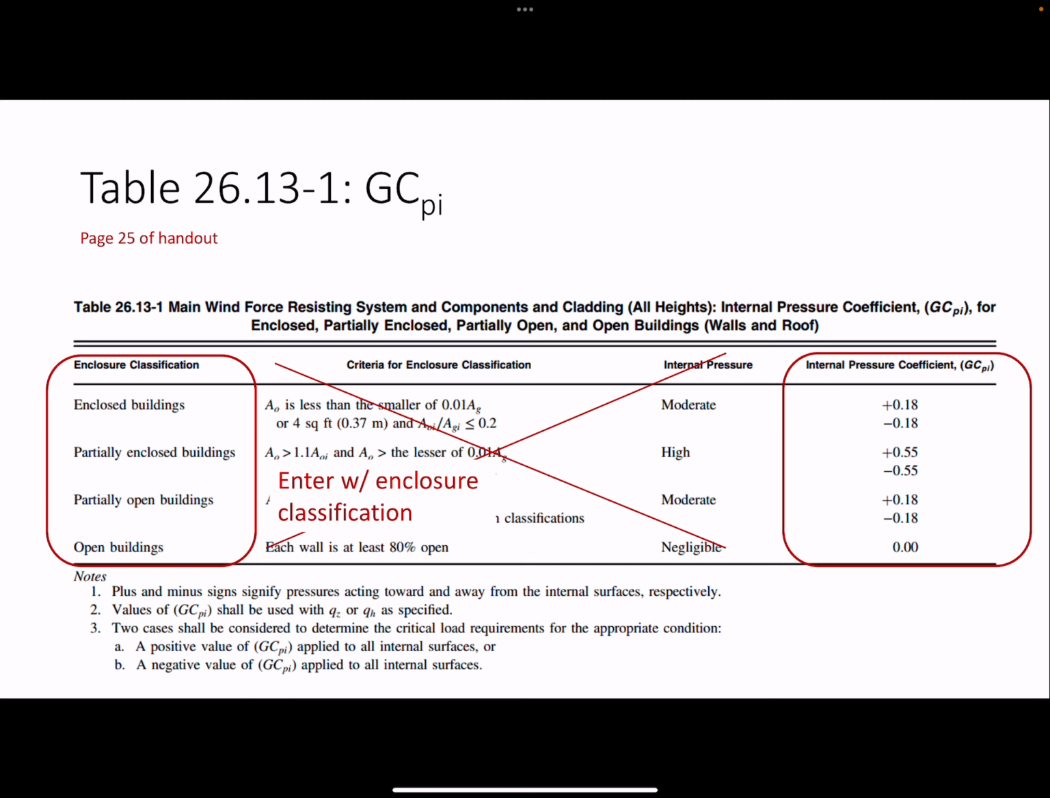In this class, we're only going to be dealing with enclosed buildings, really. So your coefficient will be plus or minus 0.18. You don't have to worry about how to determine the enclosure classification. That's the rest of the stuff in this table, but we'll leave that for another class, or it may not even be covered in another class. That's just something you pick up in practice if you go into structures. So for this class, just worry about the enclosure classification. I'll tell you what it is. It's most likely going to be enclosed building, because that's the most common.